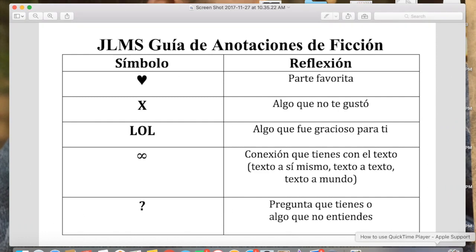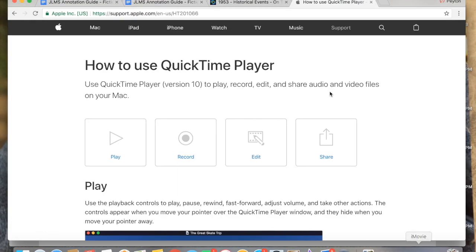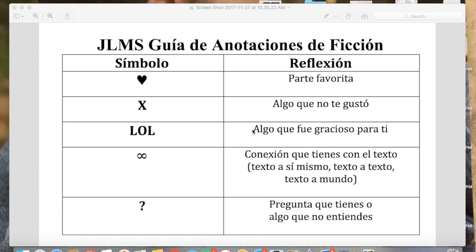I'm going to show you how to use our annotation guide to find out which event we want to research for the tile project. You should have the annotation guide with you, and we're going to focus on 2 symbols: the heart symbol, your favorite part, and the question symbol, a question that you have. I've got my heart in the back of my mind. I know I'm looking for a favorite part, my heart, and something that I have a question about, my question.